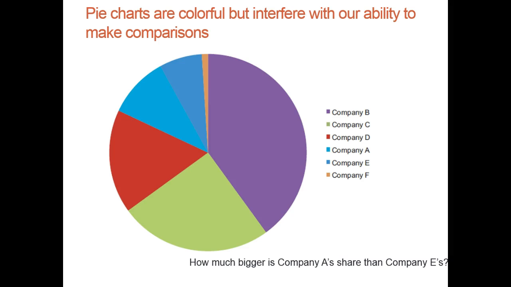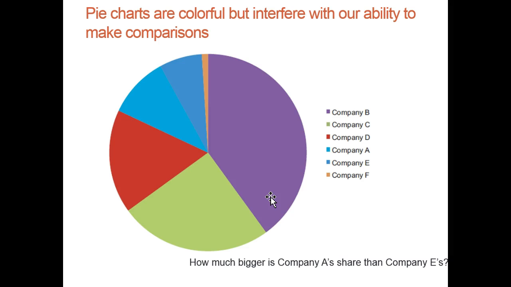So if I ask you how much bigger is company A's share than company E's? Okay, I don't know, 10% bigger. It's really hard to make these comparisons. It's also not clear. Are you seeing things as larger because they're a darker color? So color can kind of interfere.